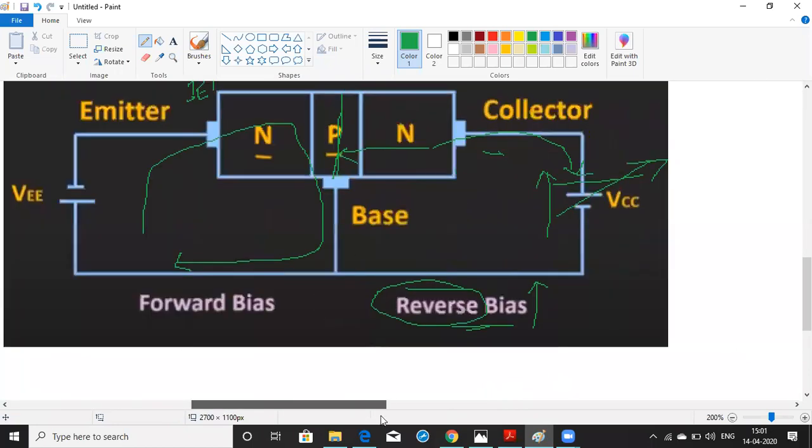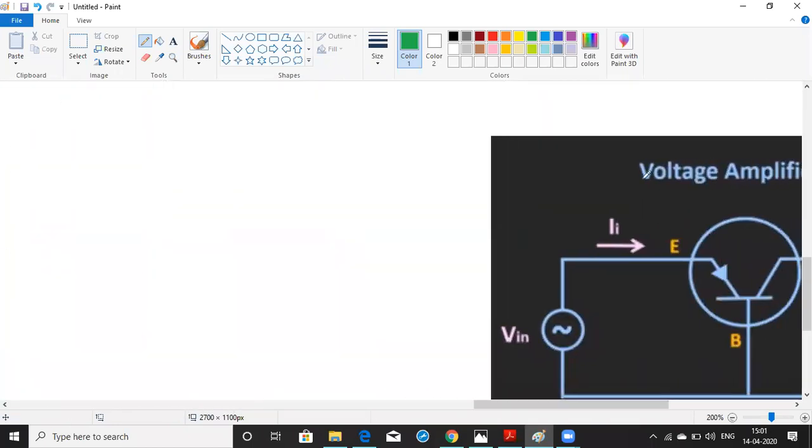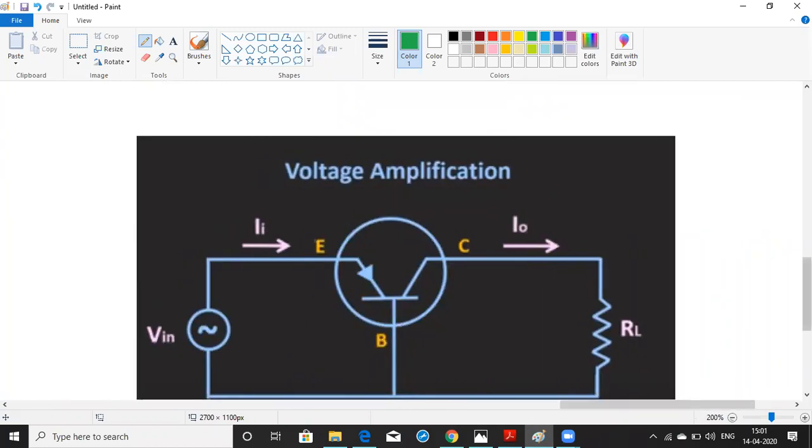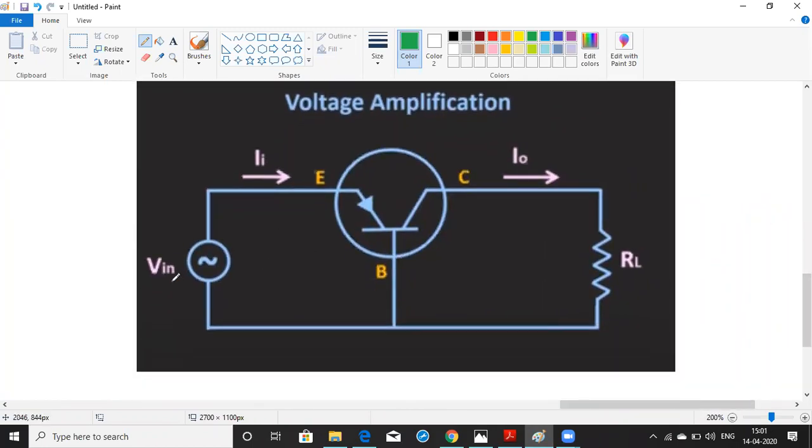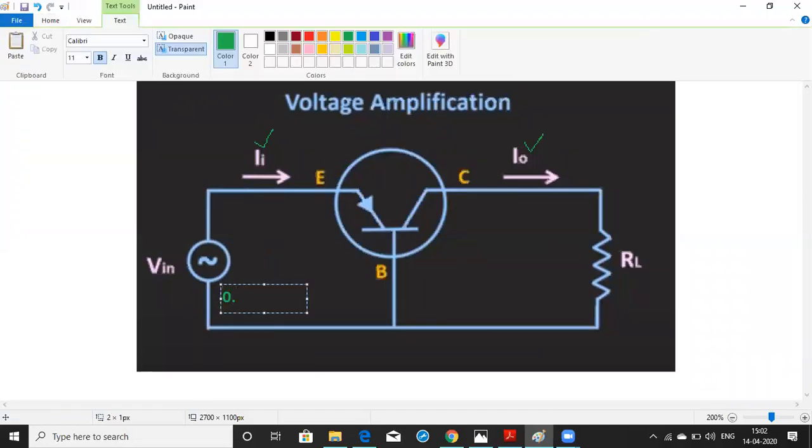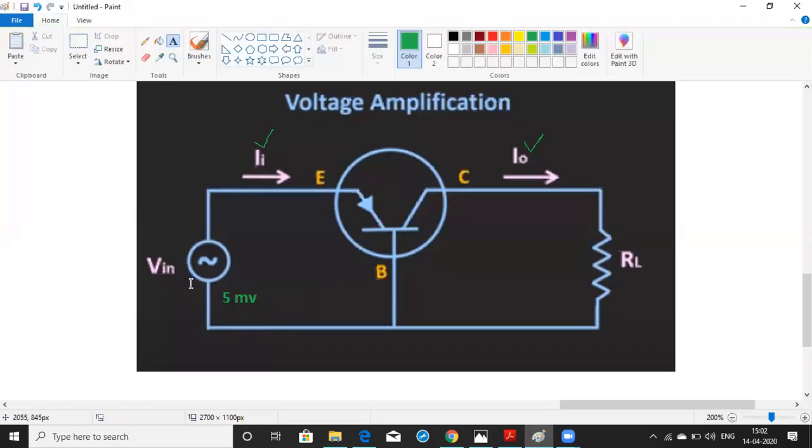We are doing this just for amplification purposes. How we are going to do the amplification, we'll discuss now. I have removed the DC signal. This is an NPN transistor. I'm considering this as the input current and this as the output current. I have removed the DC voltage. At the output side, I have a load resistor, and at the input side, I'm giving some AC signal of approximately 5 millivolts.